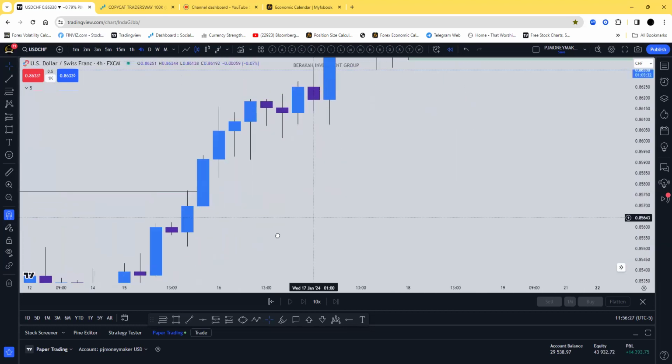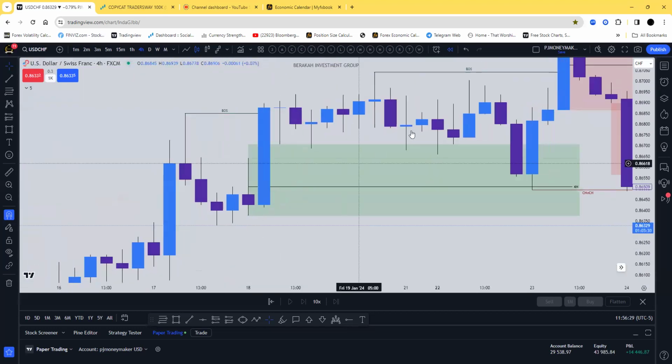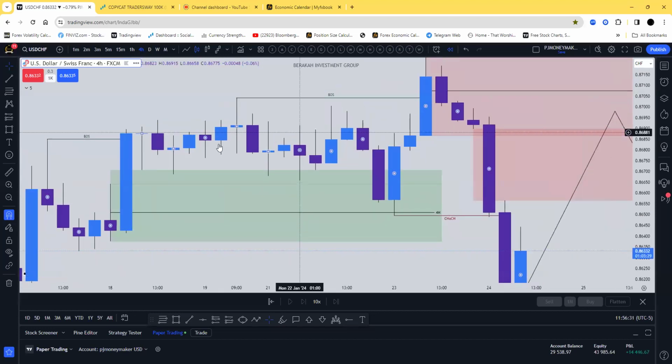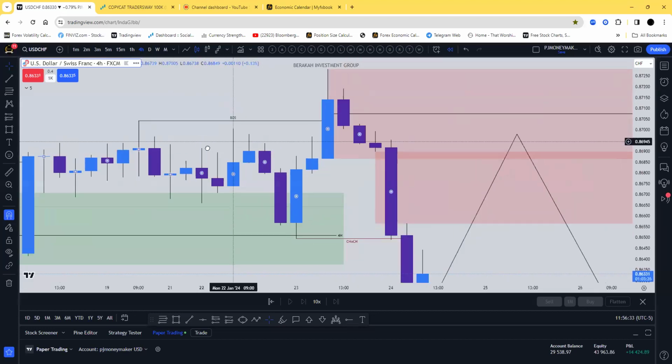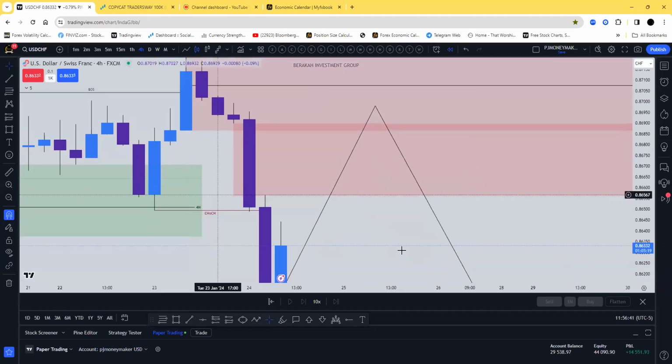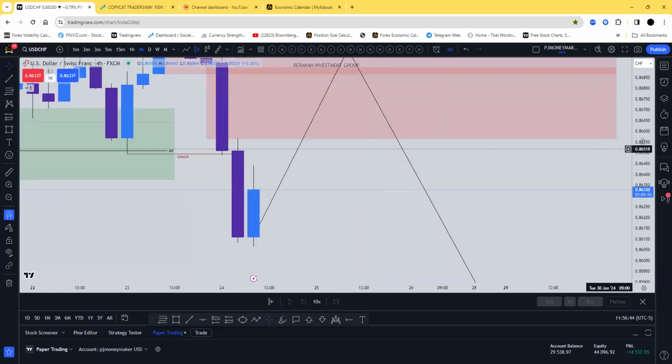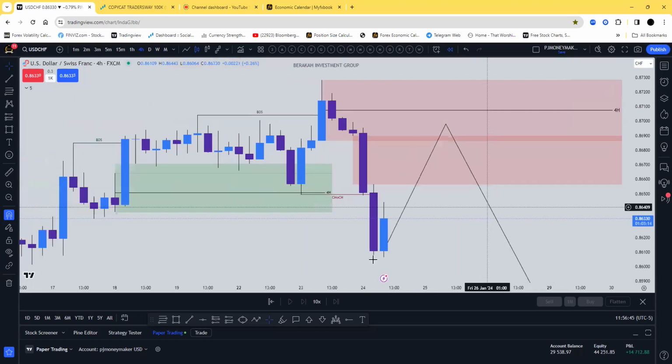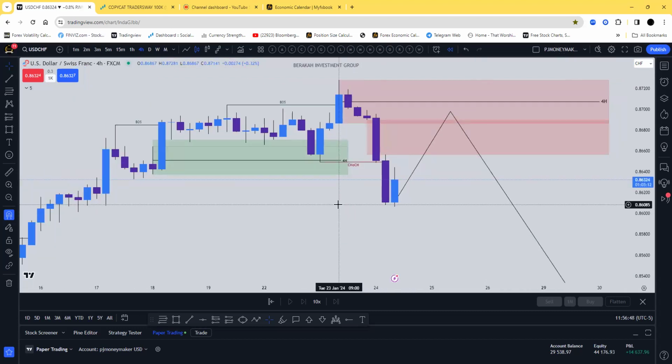Engulfing candle, hammer. I look for every single pattern, like a rejection from the zone. And that's like what I did. See right here? That was a nice rejection. Boom, 1 to 1. Boom, I got break even. Off, boom, that's it. Okay? So that's the way you enter the market.